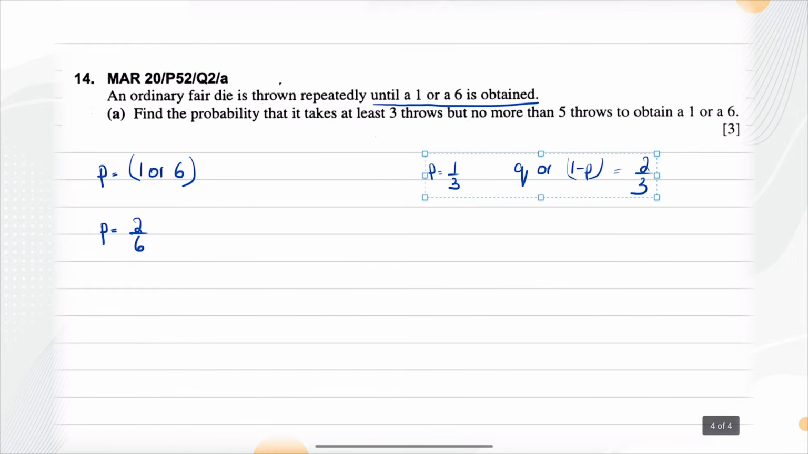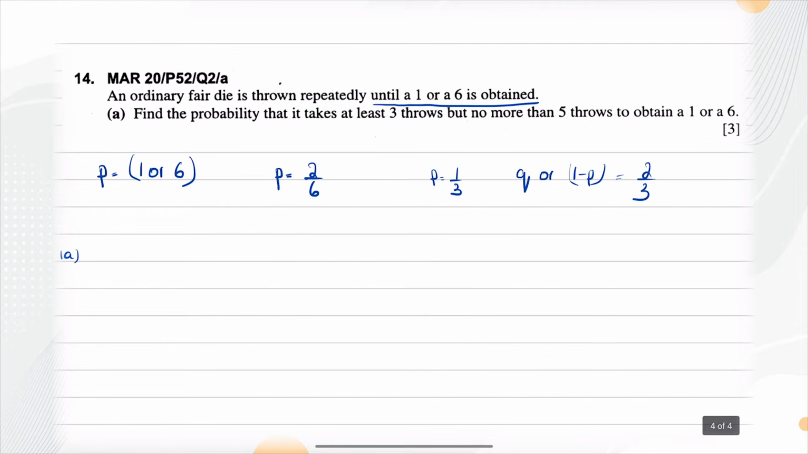Okay, so there you go. This is us basically getting all the information that we need to plug in the formula. Okay. Now we need to calculate that this 1 or 6 is obtained in at least 3 throws, but no more than 5 throws. So that means x is greater than or equal to 3, less than or equal to 5. Okay. This is what we need to do.